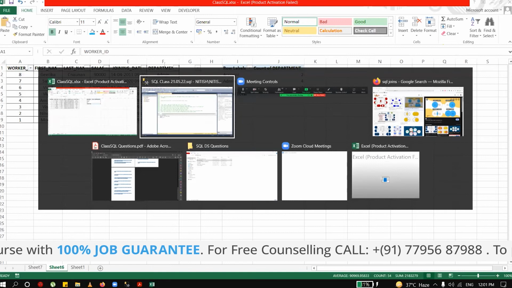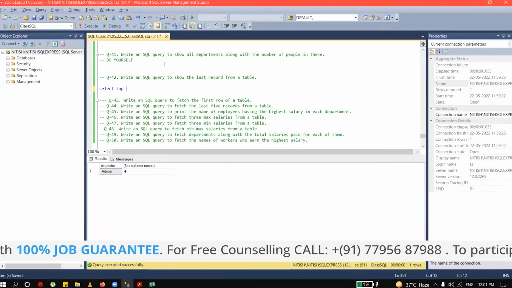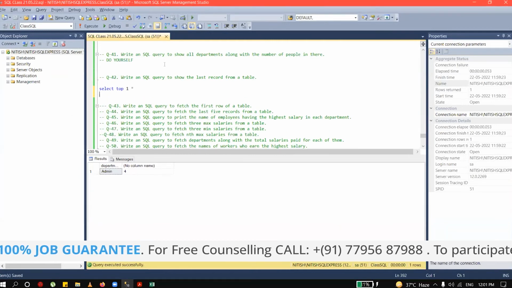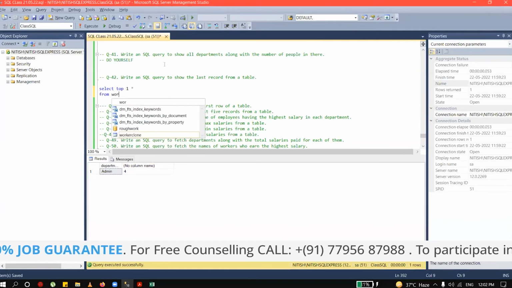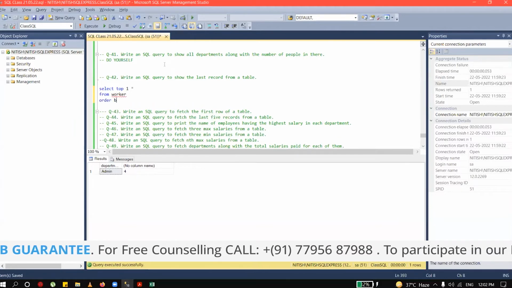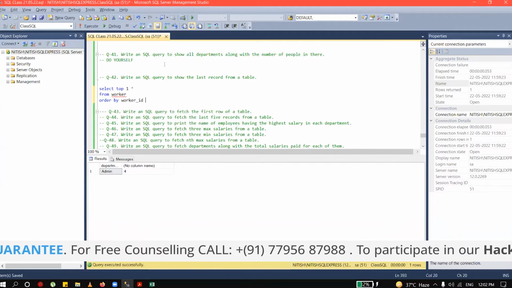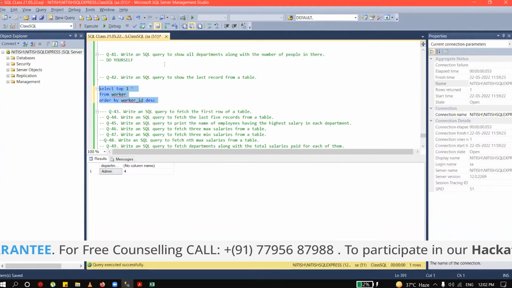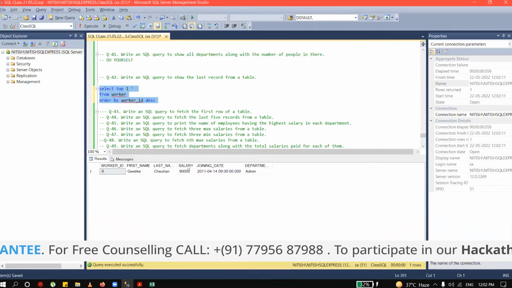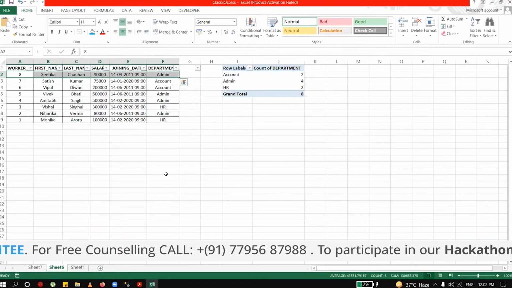Okay. So I can write here: select top one record from worker, but after you do order by worker ID in descending order. After that, whatever record you get gives me the answer. That is Geetika Chauhan. Is it Geetika Chauhan? You can see Geetika Chauhan.